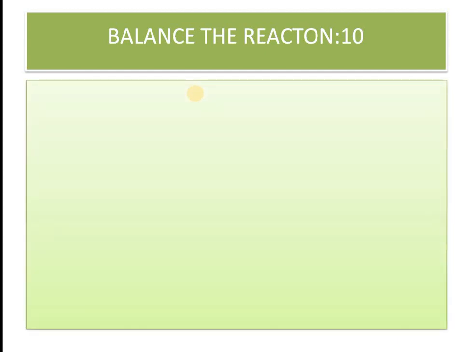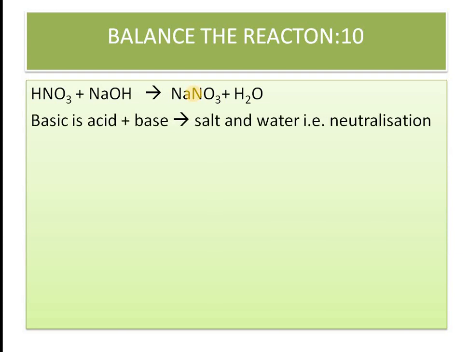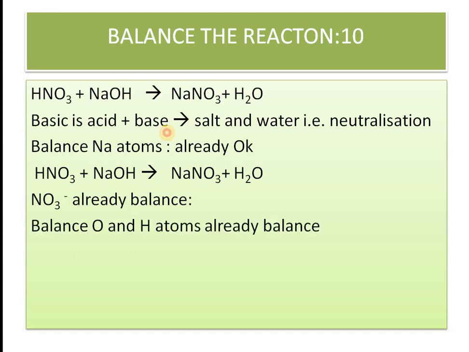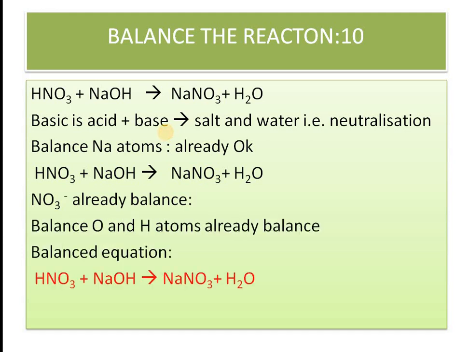Now this is the 10th chemical equation, and again it is the same method. Which method? Neutralization. Acid plus base gives rise to salt and water. Nitrate valency is 1, sodium valency is 1, so we know that NaNO3 will be formed. We should not write Na2NO3 or NaNO3 twice. That is wrong. Now the same method: first sodium we have balanced, it's already done. Nitrate we can check, it's already done, and then finally we get the balanced equation.